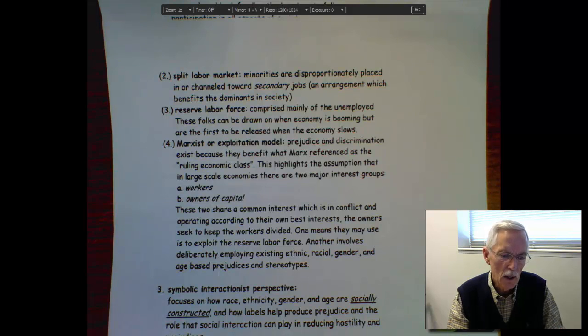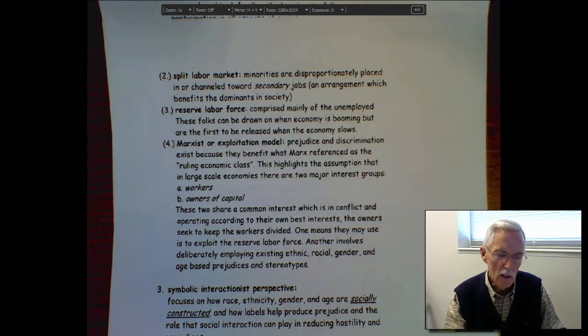Now, these are jobs that are low pay, they have few if any benefits, involve highly repetitive tasks, there's little or no prestige or status associated with them. They are what you and I, and most folks, would refer to as dead-end jobs. Now, these kinds of jobs, however, ensure that somebody does the dirty work that nobody else really wants to do. And this pattern helps the dominants by providing a cheap source of labor.